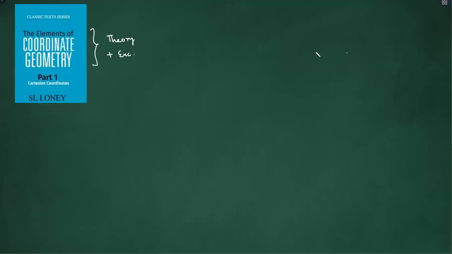Anyway, without any further ado, I'm going to start this course on coordinate geometry. I'm sure most people are already aware of what coordinate geometry is and what its major components are. So this is what we are going to cover in this course. First, we are going to cover the basics of coordinate geometry. What do I mean by the basics of coordinate geometry?